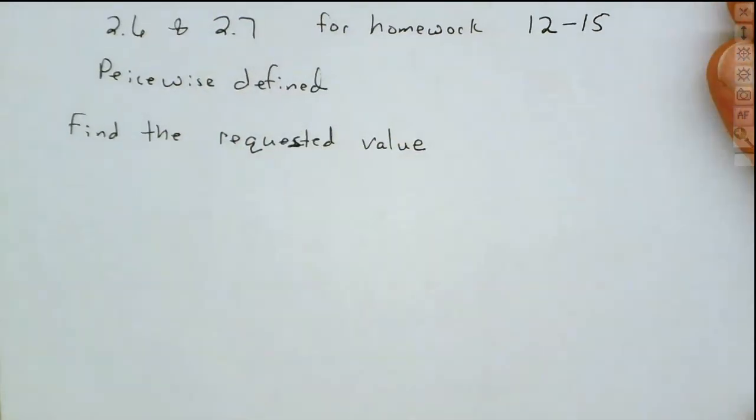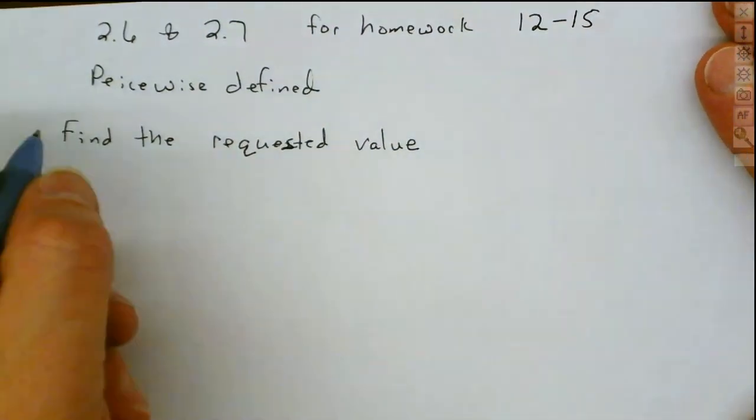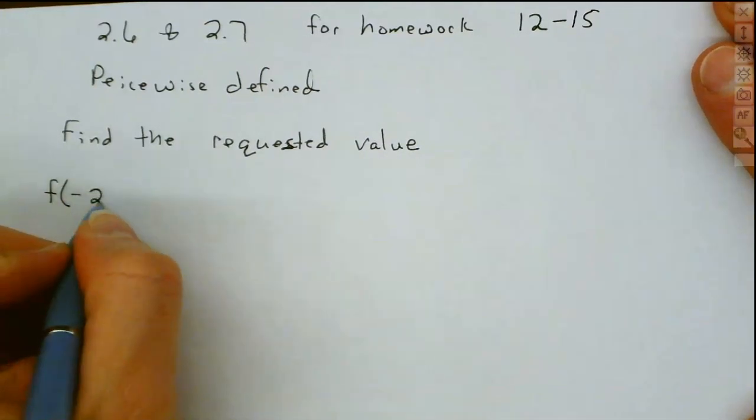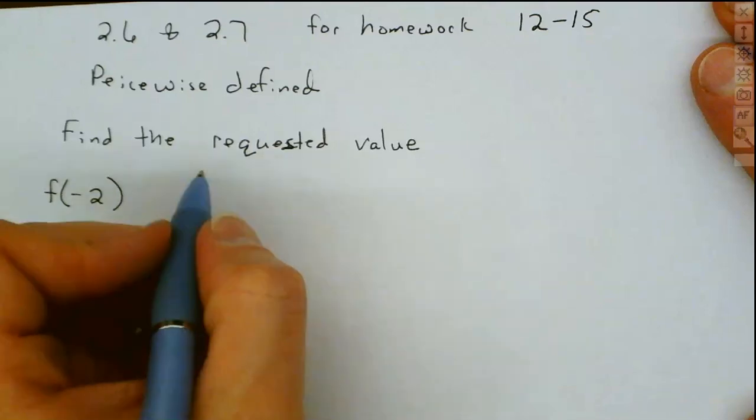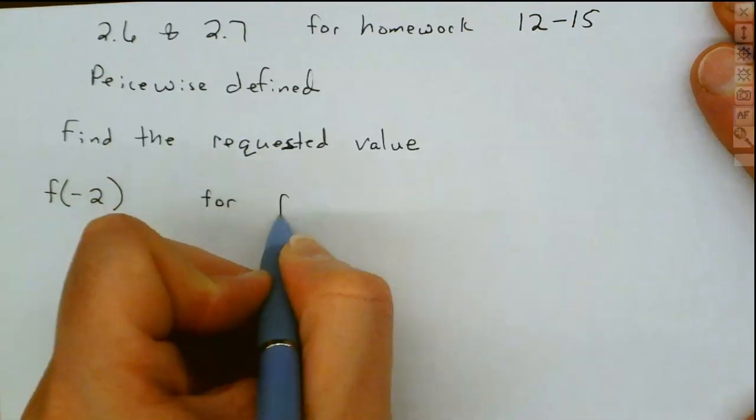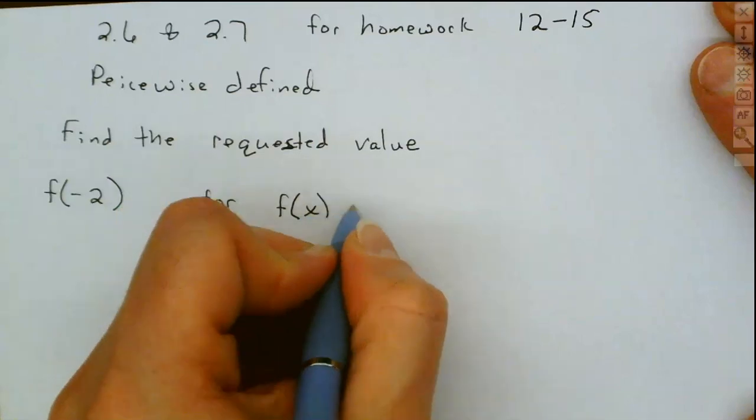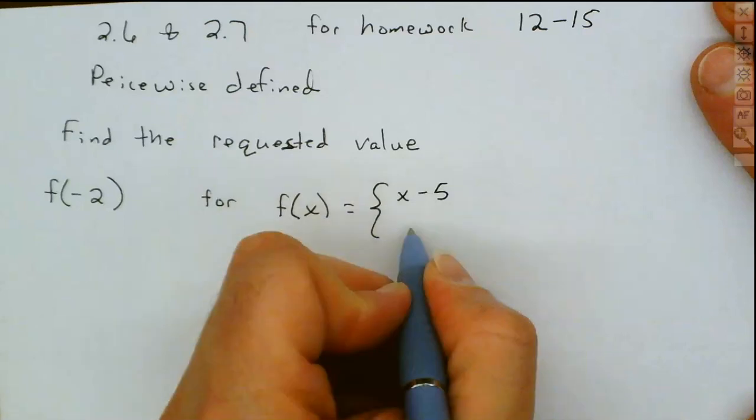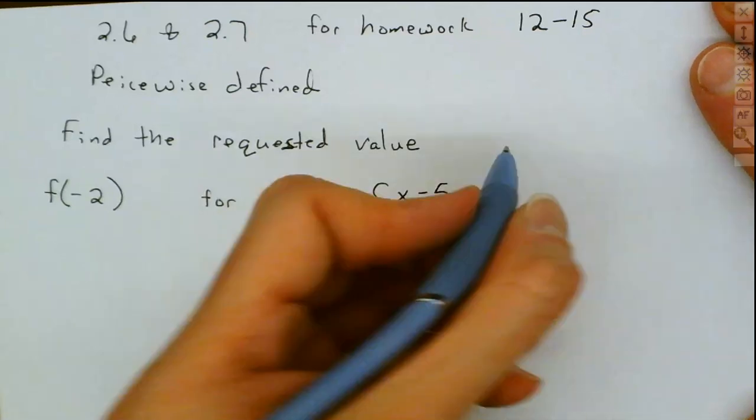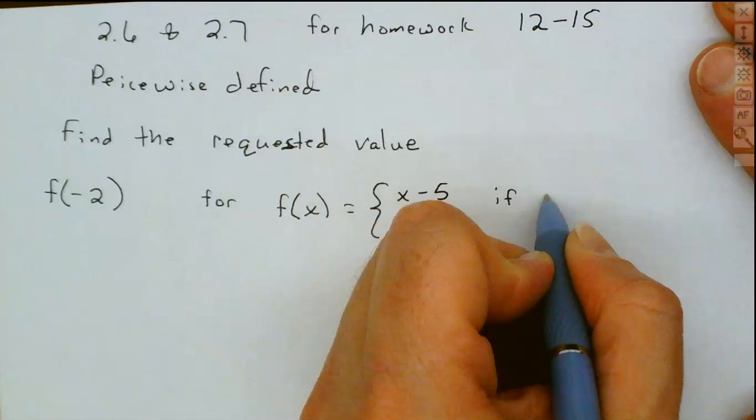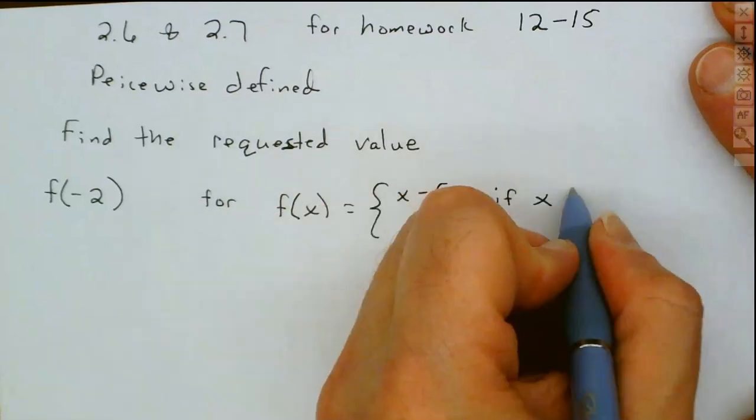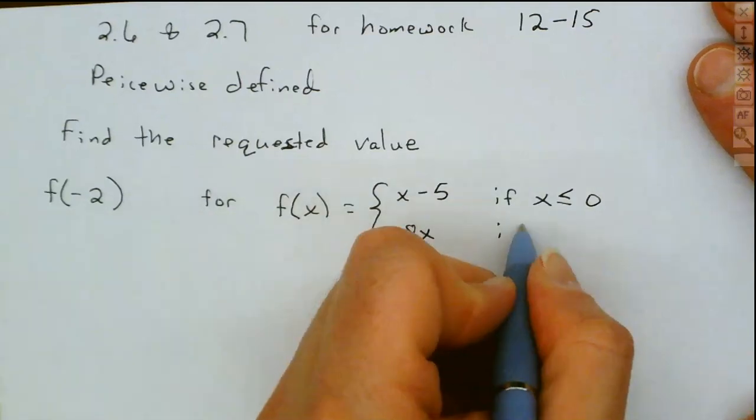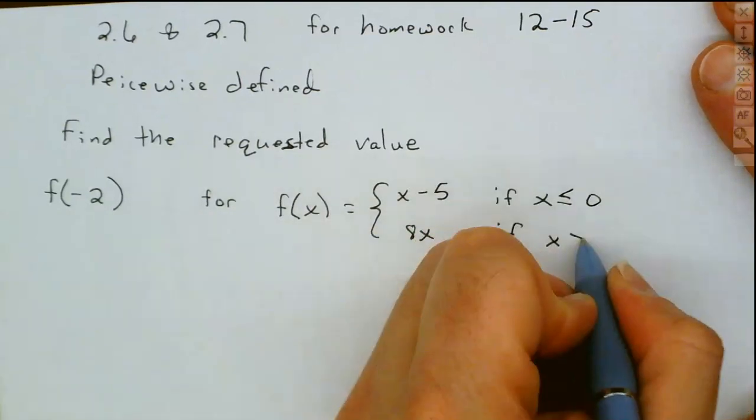Okay, so I'm going to find the requested value. I'm going to give you a function, and let's say f of -2, and you're going to do this for, how about, one that has 2 levels. f of x equals x minus 5 and 8x. Let's say this one is if x is less than or equal to 0. And for this one, if x is greater than 0.